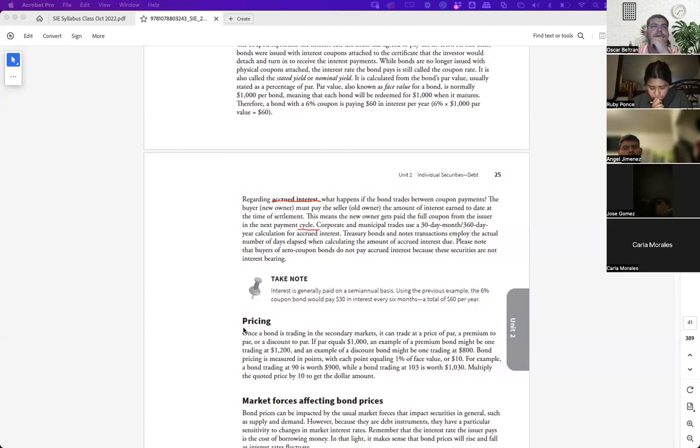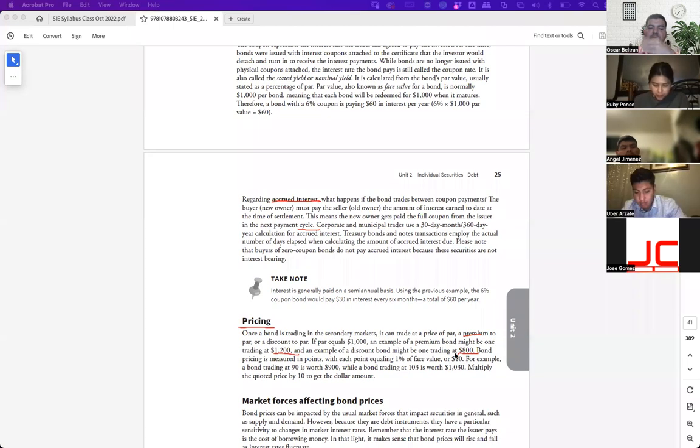Okay, now here it talks about pricing. If a bond is traded in the secondary market at a premium, so that means, let's go right here. If it's at $1,200, it's going to be selling at a premium. It's over $1,000. Okay, it's called over par, premium. And if it's at $800, it's at a discount. We bought at a discount, less than $1,000.